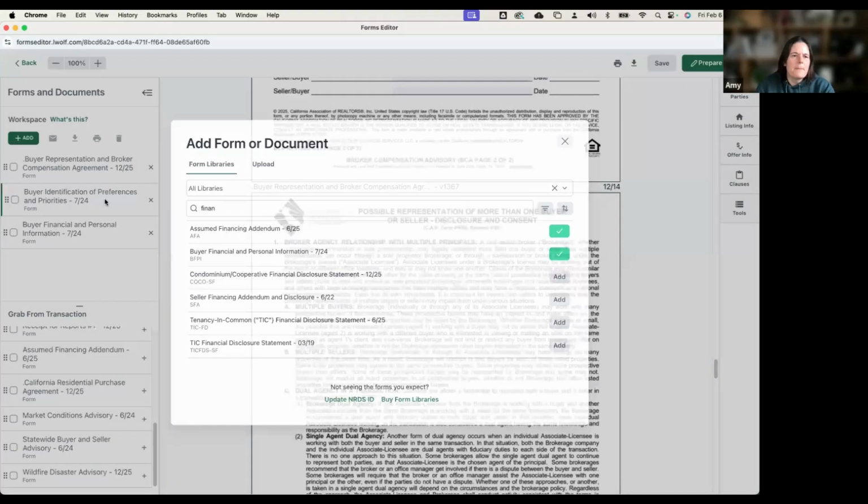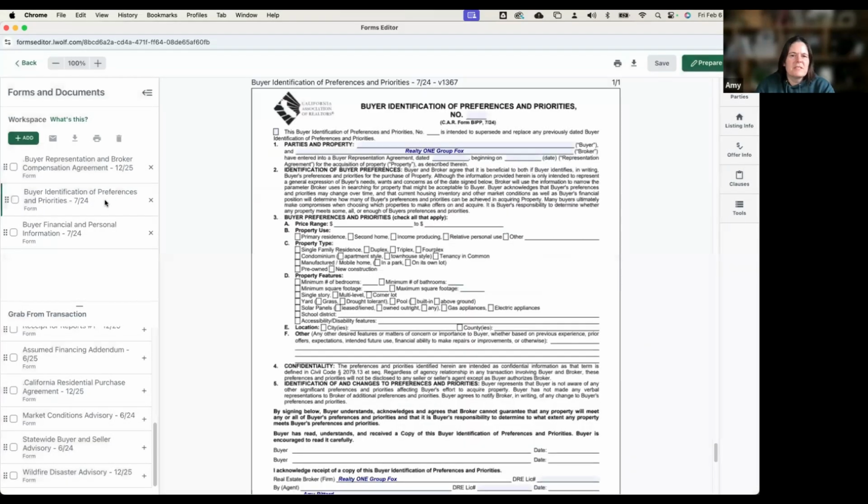Okay, your buyer identification of preferences and priorities just talks about, hey, what is the type of home that this buyer's looking for? Do you have to hand this form over to your buyers and have them check the boxes and fill it out? Absolutely not. I wouldn't do it that way. I would do this in my buyer consultation. We'd be having a conversation about what it is that they're looking for.